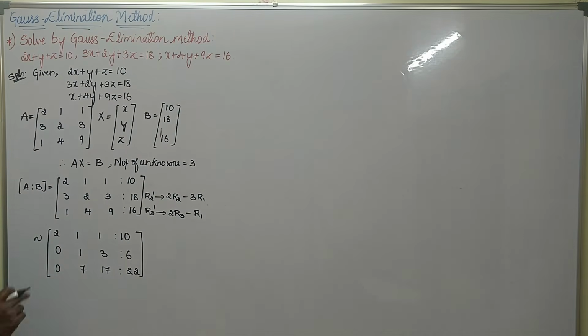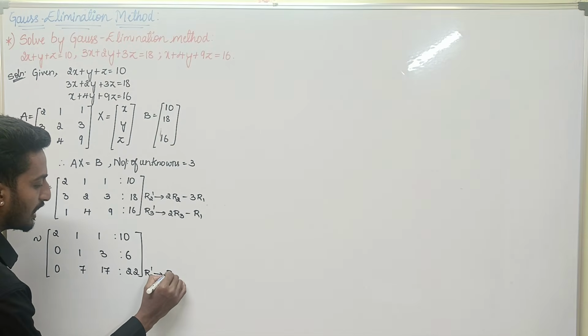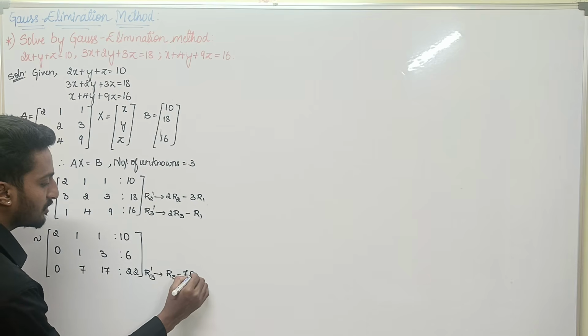Now what are the diagonal elements? 2, 1, 17. Below that, the elements should be 0. Since they are 0, we have got 0, 0. Now we have the last element, that is 7. I need to make this 7 as 0. So I am going to consider R3 dash changes to R3 minus 7 times of R2.